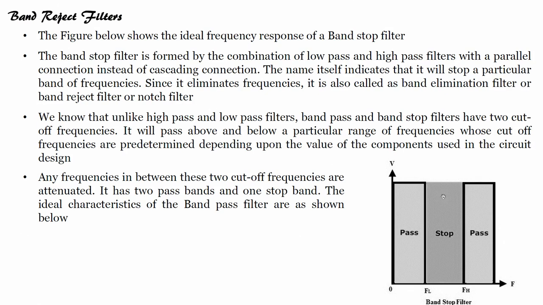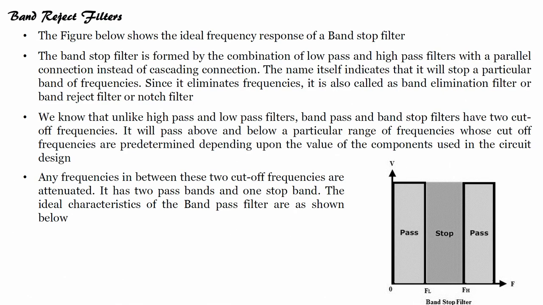A band stop filter is formed by a combination of low pass and high pass filters with a parallel connection instead of a cascading connection. In the case of the band pass filter, we were cascading low pass and high pass. In the case of the band reject filter, we combine them in a parallel configuration. The name itself suggests that it will stop a particular band of frequencies. Since it eliminates frequencies, it is also called a band elimination filter, band reject filter or notch filter.